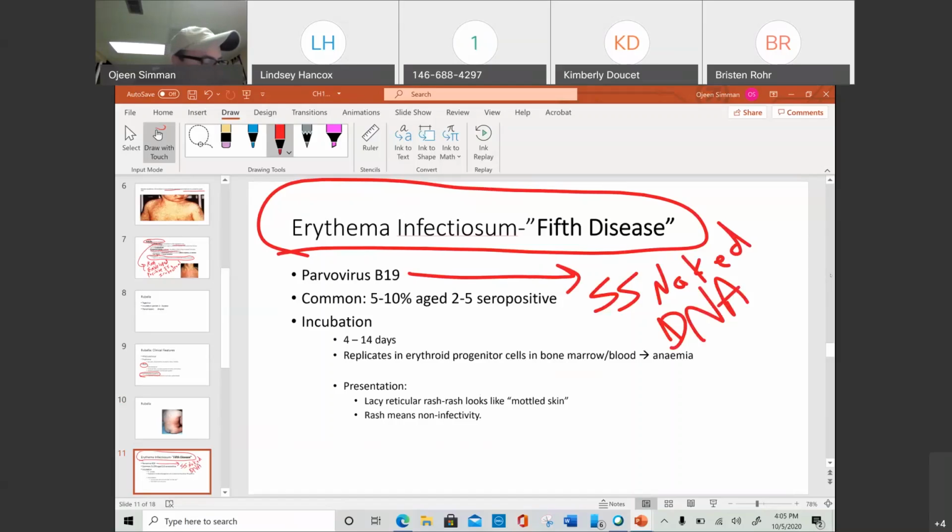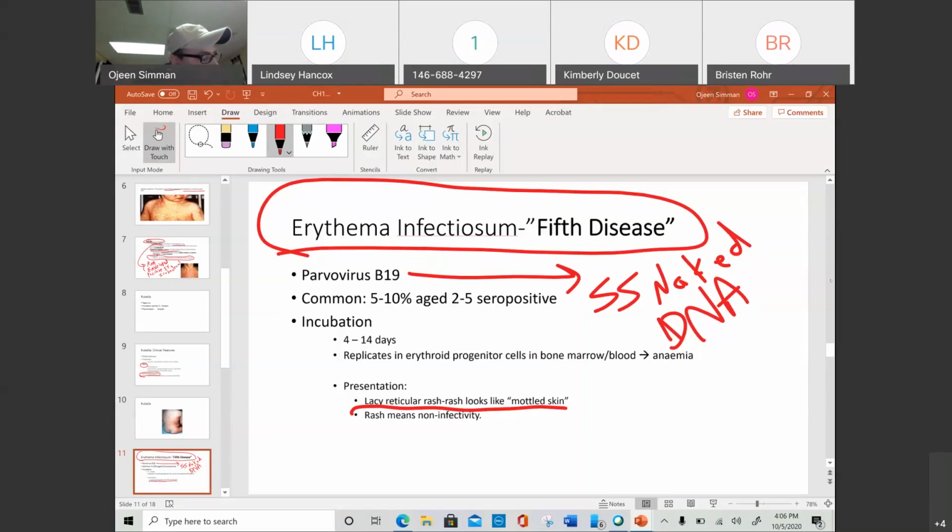The presentation of fifth disease is that the patients will have a typical slapped cheek fever, because the rash will appear on the cheeks and it will look like a lacy reticular rash, like a mottled skin. When the rash appears, the patient is not infective. That means they're no longer infective.